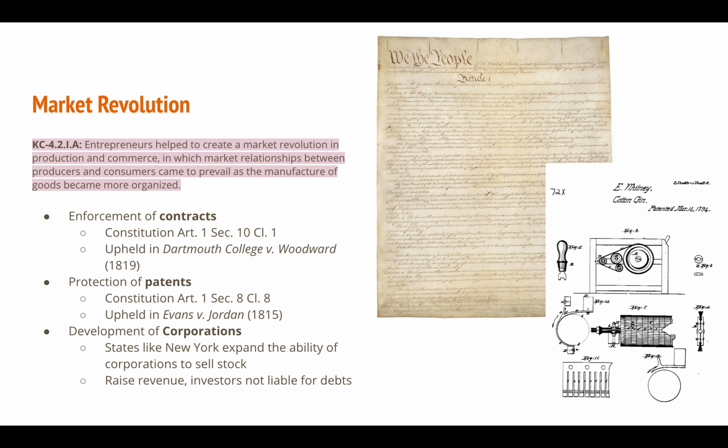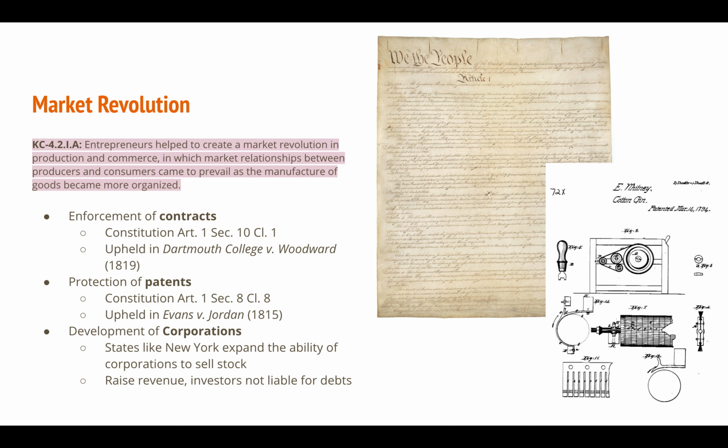And first, we begin with the enforcement of contracts. This is any sort of deal and purchase that would get made between a seller and a buyer. That's what's covered here with contracts. In the Constitution, Article 1, Section 10, Clause 1, it says that the Constitution is going to uphold contracts and make sure that neither state nor any other private party will get in the way of a private contract. This is upheld in the court case decision of Dartmouth College versus Woodward in 1819, decided by Chief Justice John Marshall, strengthening the power of the federal government.